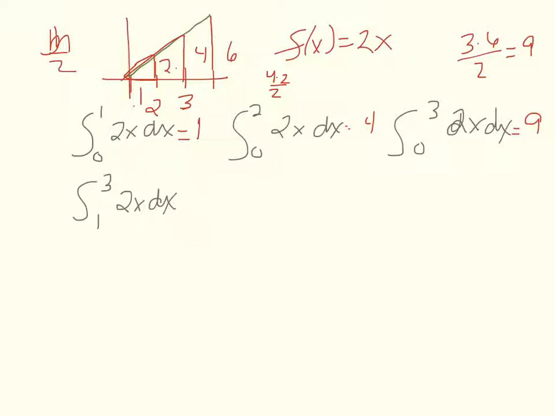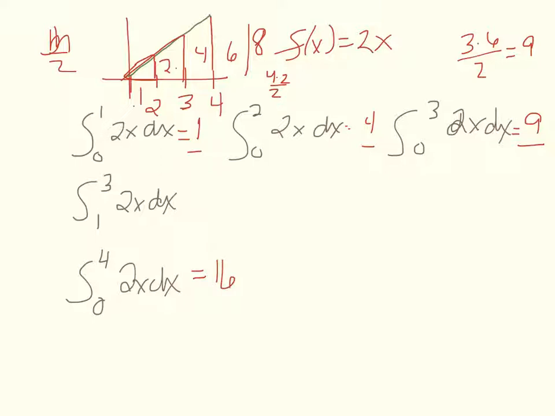Okay, I'm going to stop right there and ask if you guys see a pattern. What do you notice these numbers are? I'm hoping that you see that those are actually the first 3 perfect squares. So let's just see if 0 to 4 would get us the next perfect square. If we do 0 to 4 of 2x dx, we're looking to see if this answer will be 16. Well, wouldn't the base of the triangle this time be 4? The height would be 8. And if I take 4 times 8 divided by 2, it does indeed equal 16.